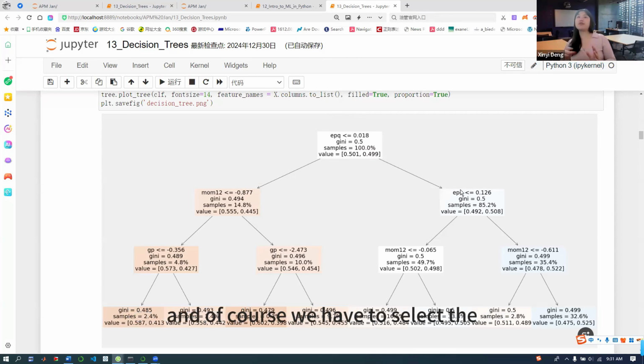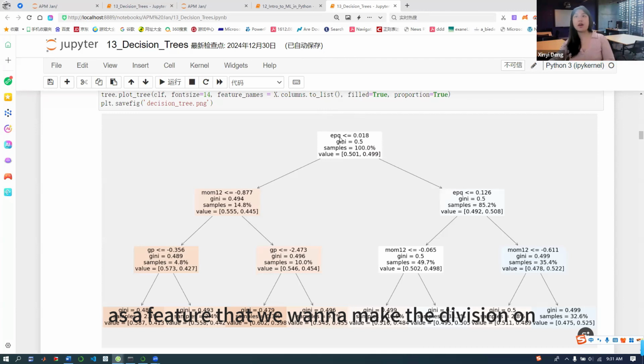And of course, we have to select the best feature and the best value at each node. Then how do we make that selection? How do we decide that? At the root node here, we are using EP ratio as the feature that we want to make the division on. And also, how do we decide that 0.018 is the best value to do that partition, to do that division?